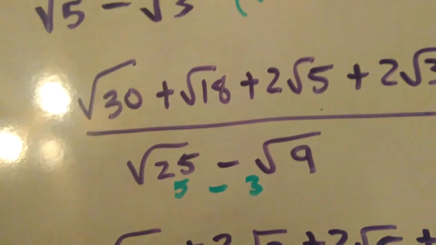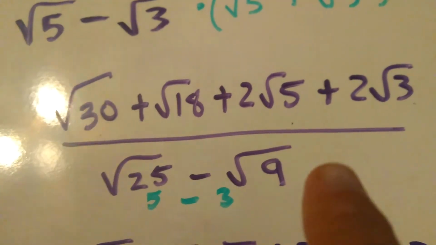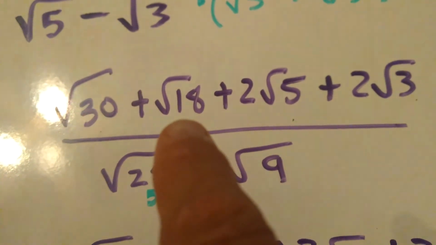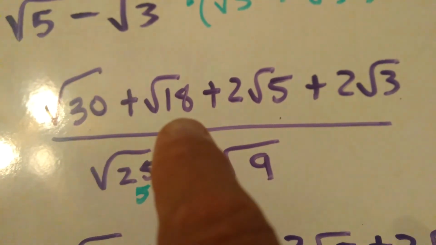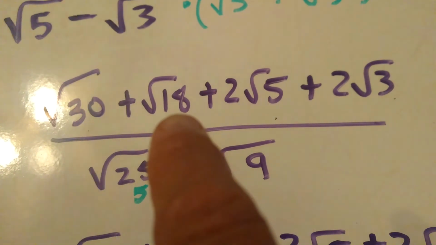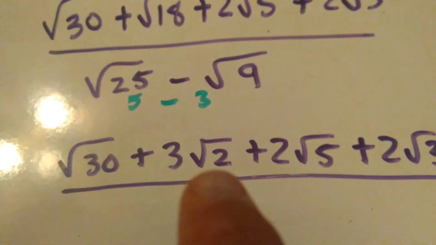Now, the only thing I have to do with the top is I can't combine anything because they're not like terms. But the square root of 18 here can be simplified. 9, which is a perfect square, divides into the square root of 18. So 9 times 2 is 18. Square root of 9 is 3. That's how I get the 3 square root of 2.